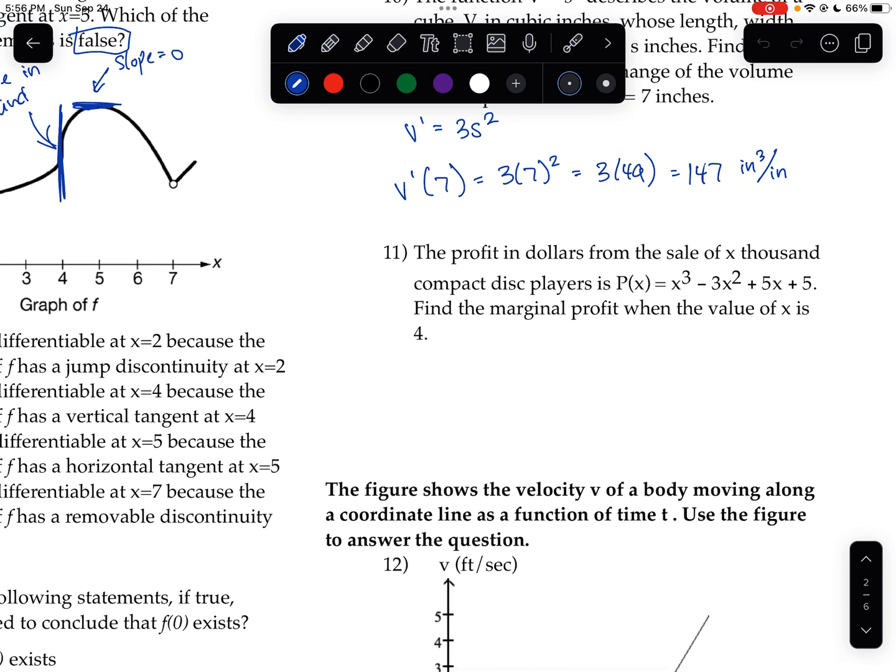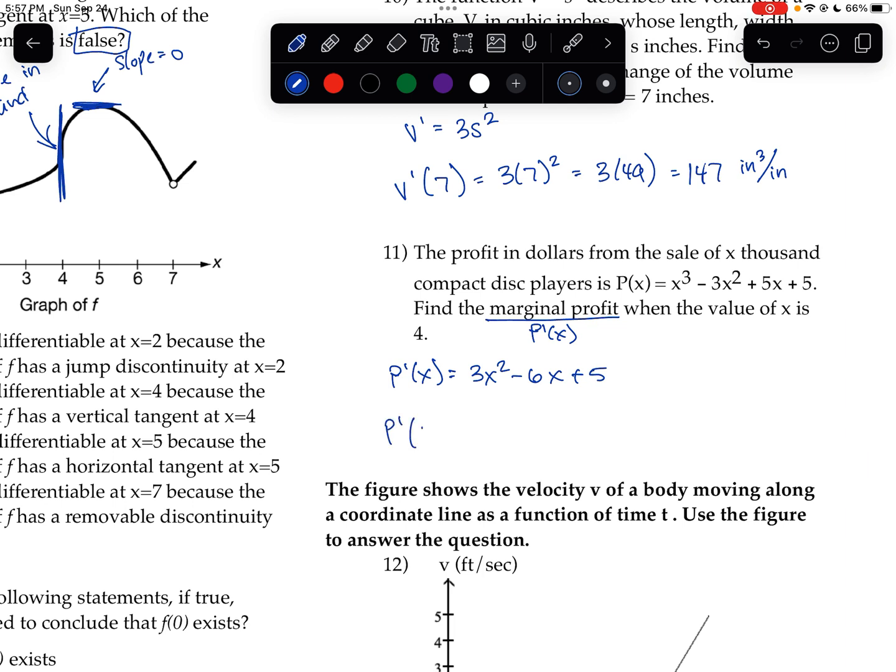The profit in dollars from sales of x thousand compact disc players is P of x. So there's the profit of compact disc players. Find the marginal profit. Marginal profit would be P prime of x. That'd be the derivative of our profit when x is equal to 4. So P prime of x would be equal to 3x squared minus 6x plus 5.